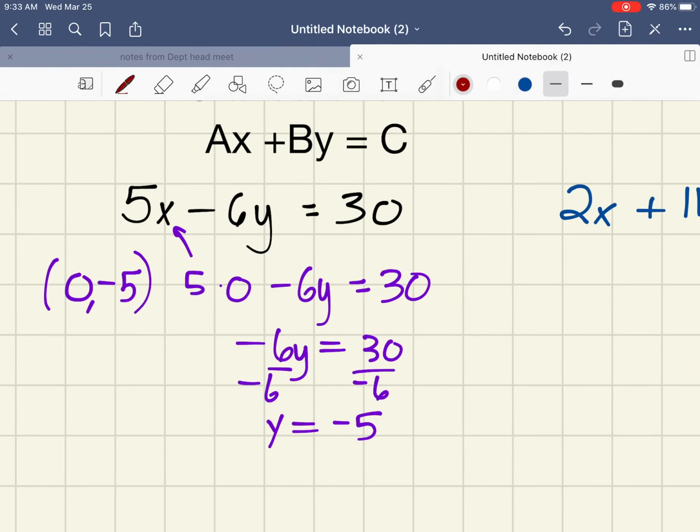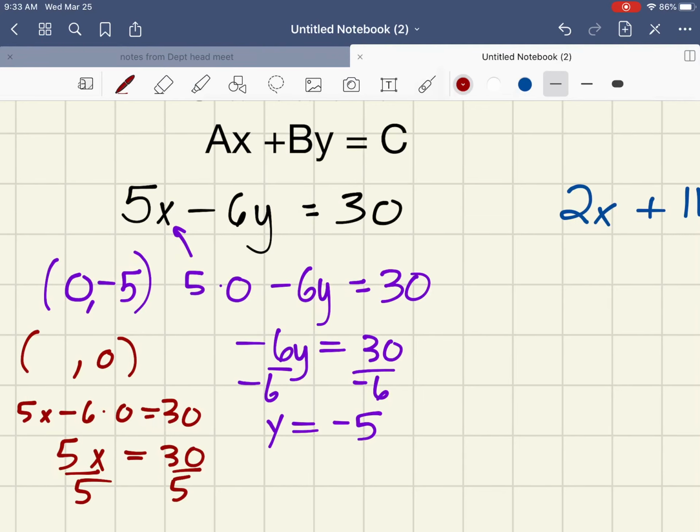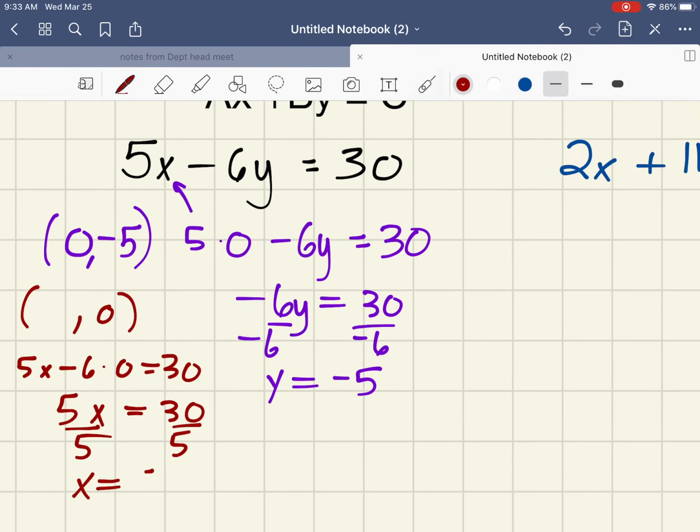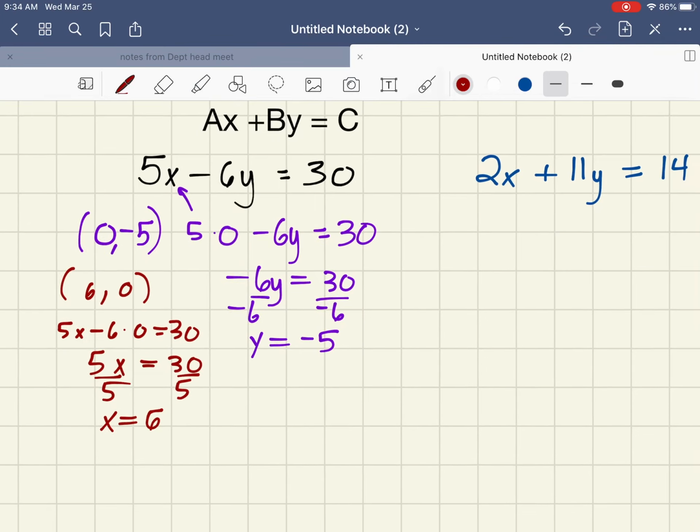And my x-intercept is when y equals 0. So that would look like this. 5x minus 6 times 0 equals 30. The 6 times 0 goes away. 5x equals 30, divide by 5. And x is 6. So 6 comma 0 is the x-intercept.